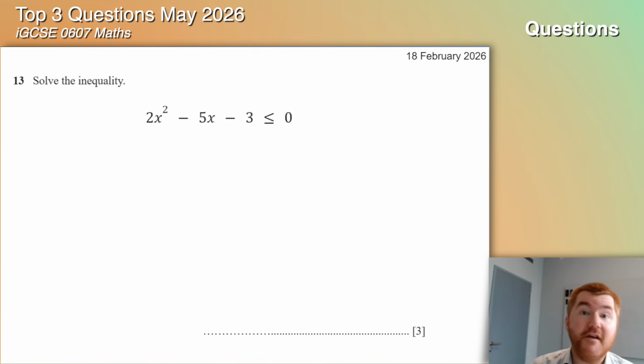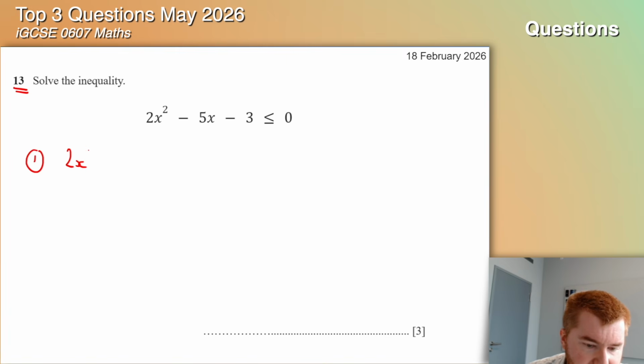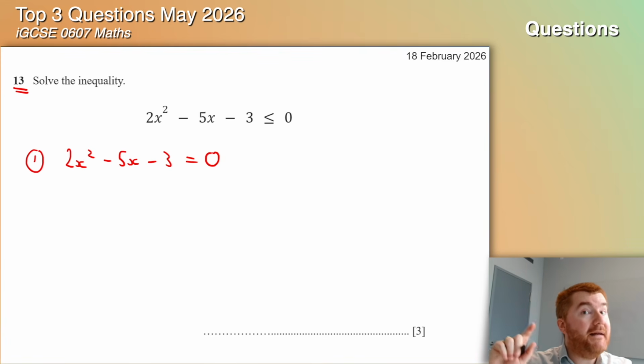So on to question 13, unlucky for some, and we're going to solve this inequality. A nice question to choose because we're doing some quadratic work, but we're also doing the inequalities as well. Whenever you deal with an inequality, I first of all think of it like an equality. So I'm going to take 2x squared minus 5x minus 3 is equal to 0, and solve it normally and then deal with the inequality afterwards.